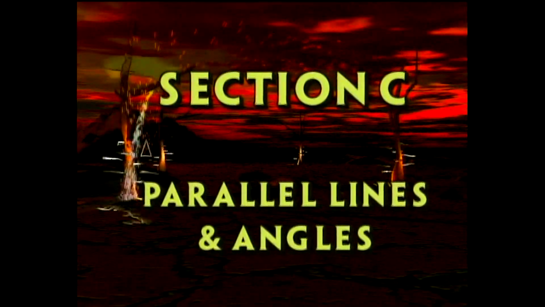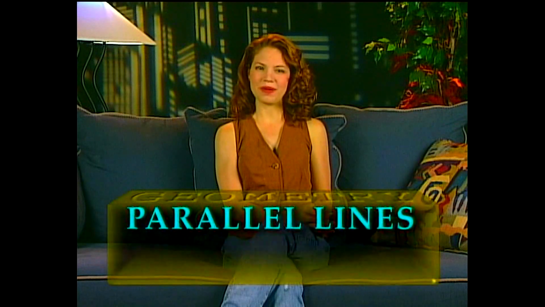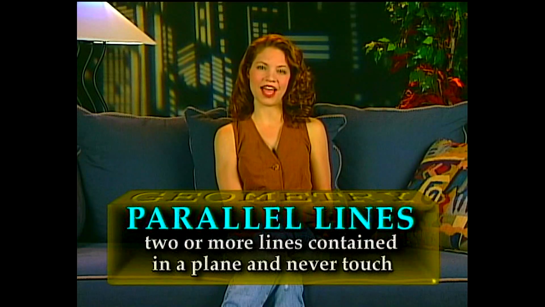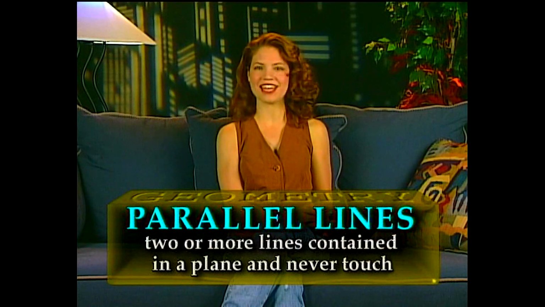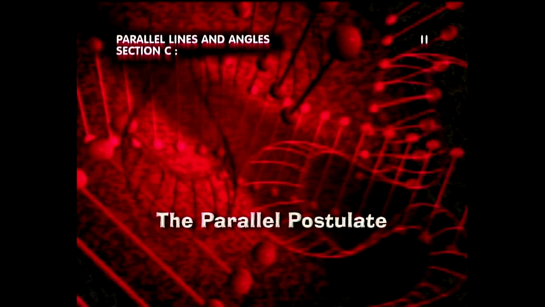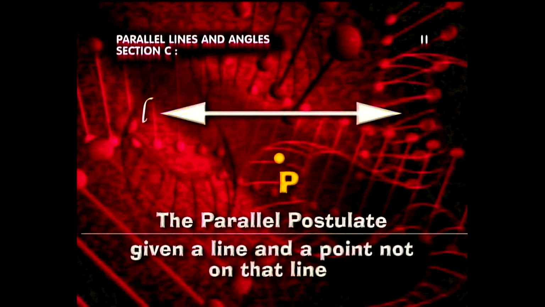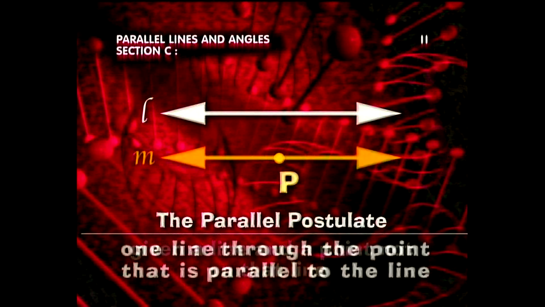Section C, parallel lines and angles. As we discussed earlier, parallel lines are two or more lines that are contained in a plane and never touch. The parallel postulate is one of the most important postulates in geometry. It says, given a line, L, and a point, P, not on that line, there's exactly one line, M, through the point P that is parallel to line L.